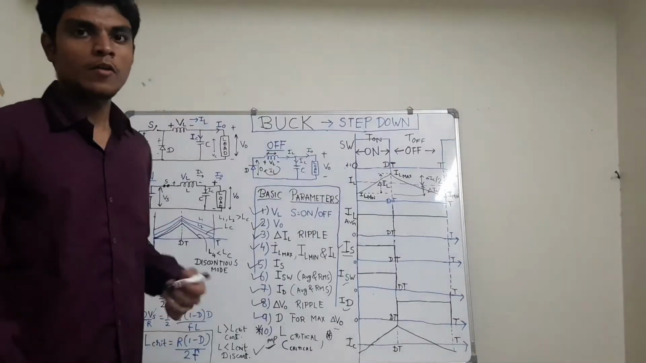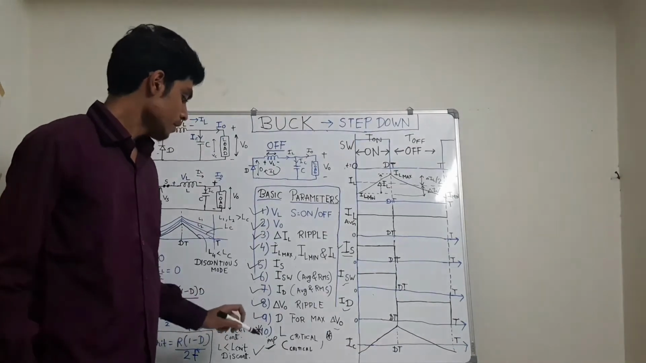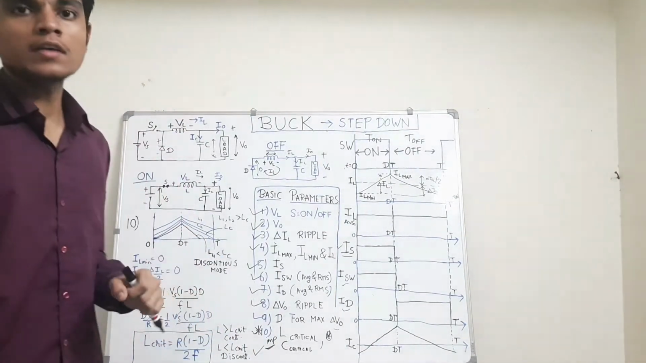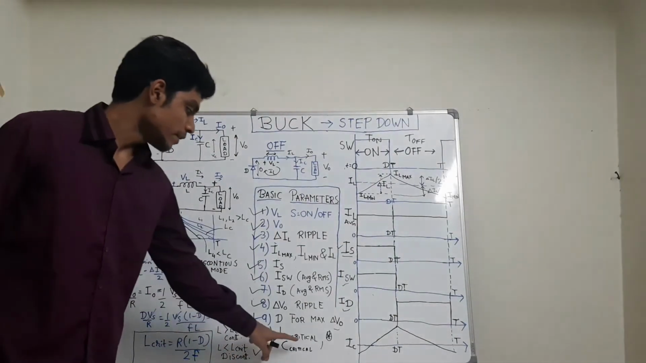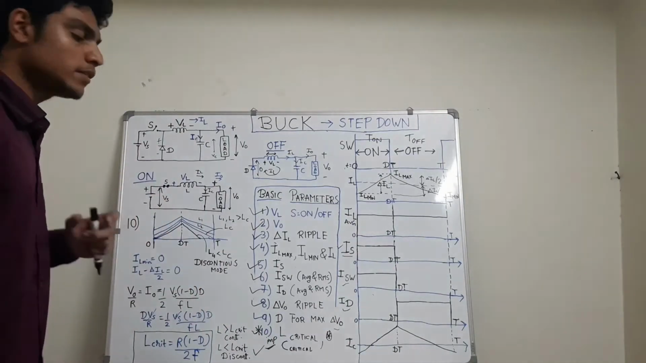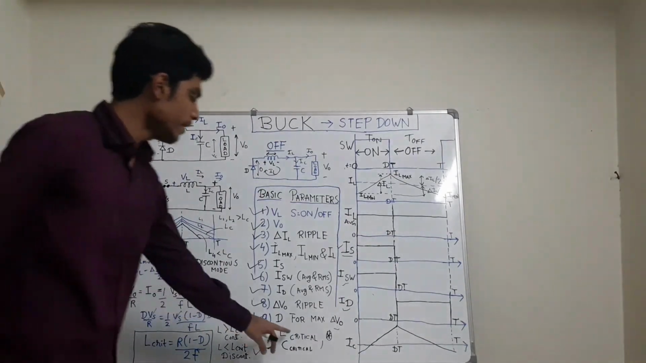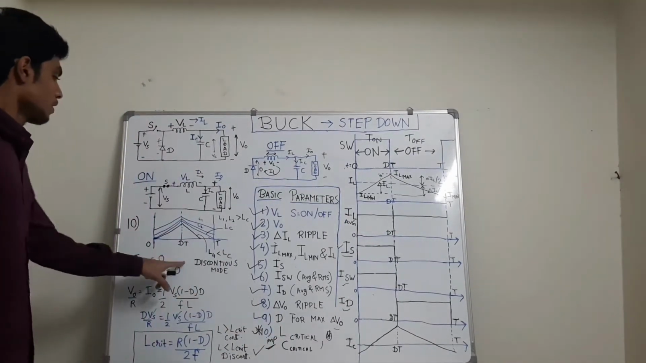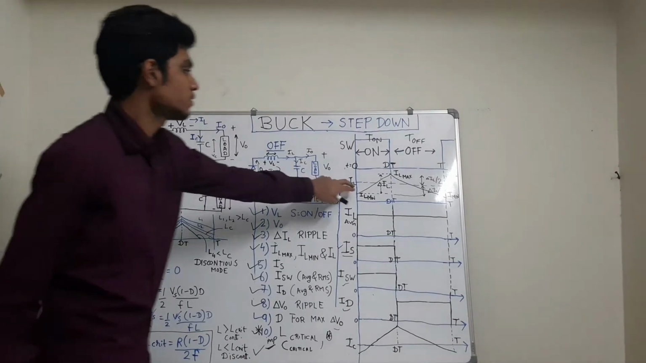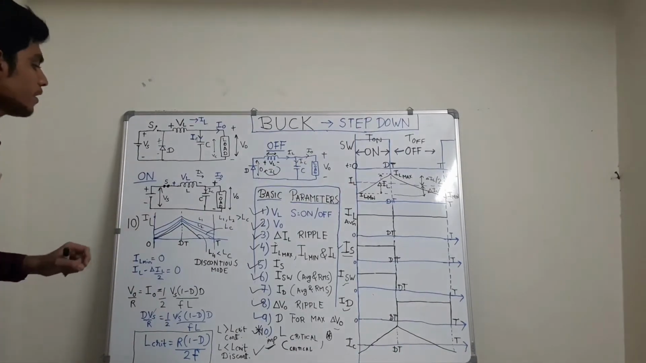Now let's go to the 10th parameter, and it's very important. Two parameters which are asked in the GATE examination are L critical and C critical. Let's understand what critical inductance L is first. This is the waveform of inductor current.